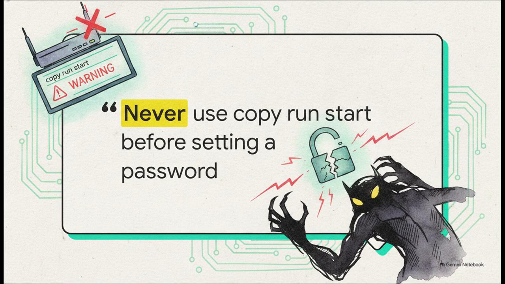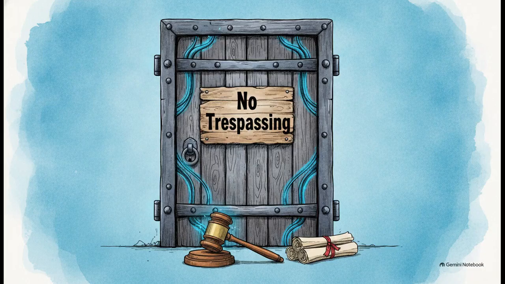Listen, if you get a little too eager and save your configuration by typing copy run start before you've actually set up those passwords, you're saving unsecured configurations straight to the device's permanent memory. That means it's going to persist across reboots, leaving your network wide open if the device restarts. Just don't do it.